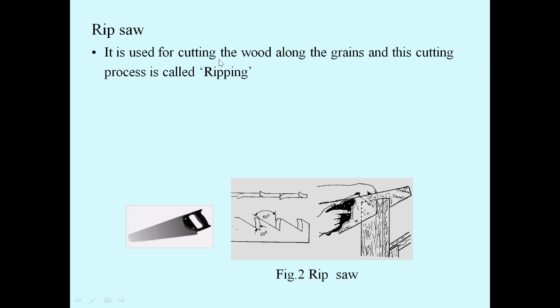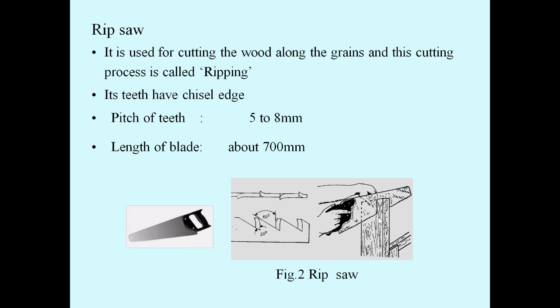A rip saw is used for cutting the wood along the grains, and this cutting process is called ripping. Its teeth have a chisel edge. The pitch of the teeth is 5 to 8 mm for this rip saw, and the length of the blade is about 700 mm.